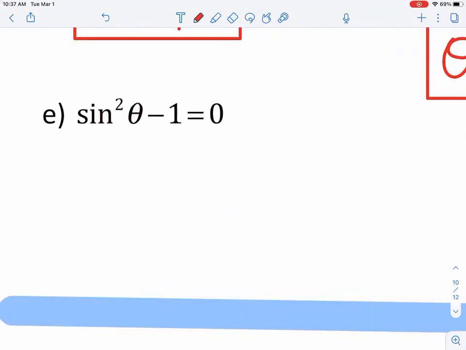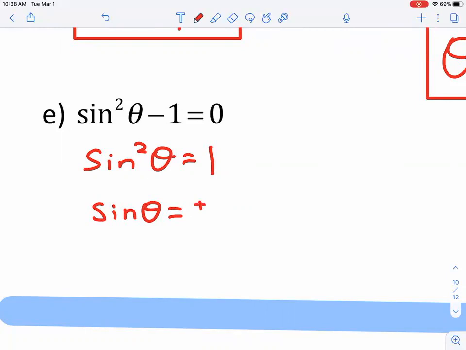I'm going to solve it algebraically. I'm going to move the 1 over, and this you probably should write down. So I have sine squared theta is equal to 1. And now I have to take the square root of both sides. So I get sine of theta is equal to the square root of 1, which is, do not forget, plus or minus 1. Don't forget the plus or minus, because it's going to give us more answers, of course.